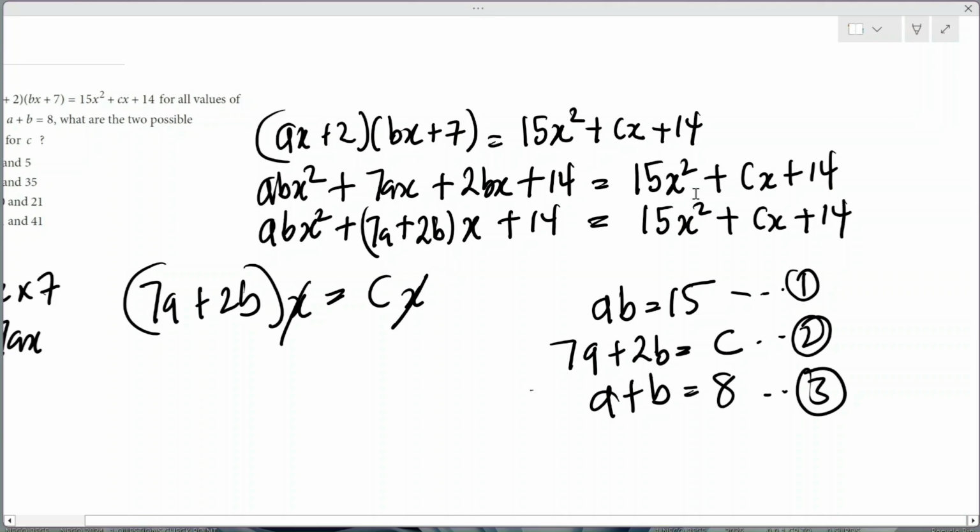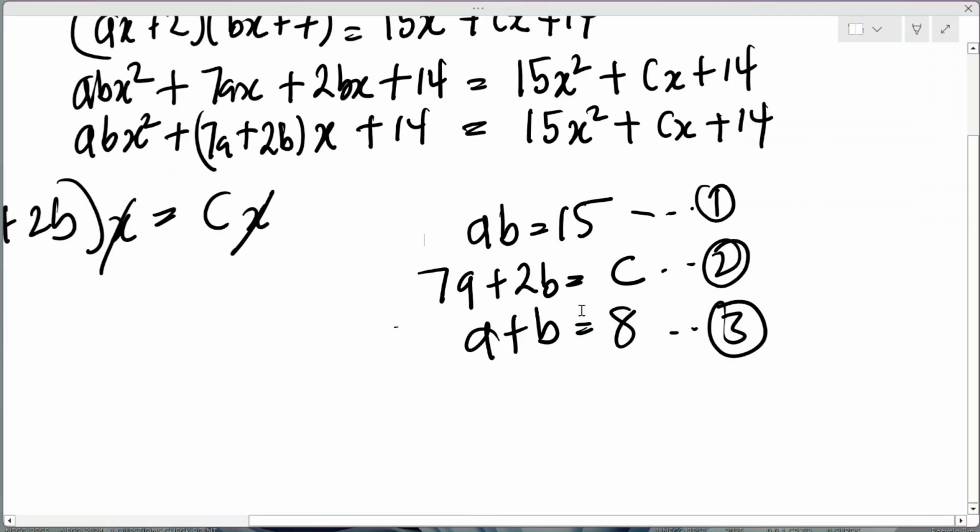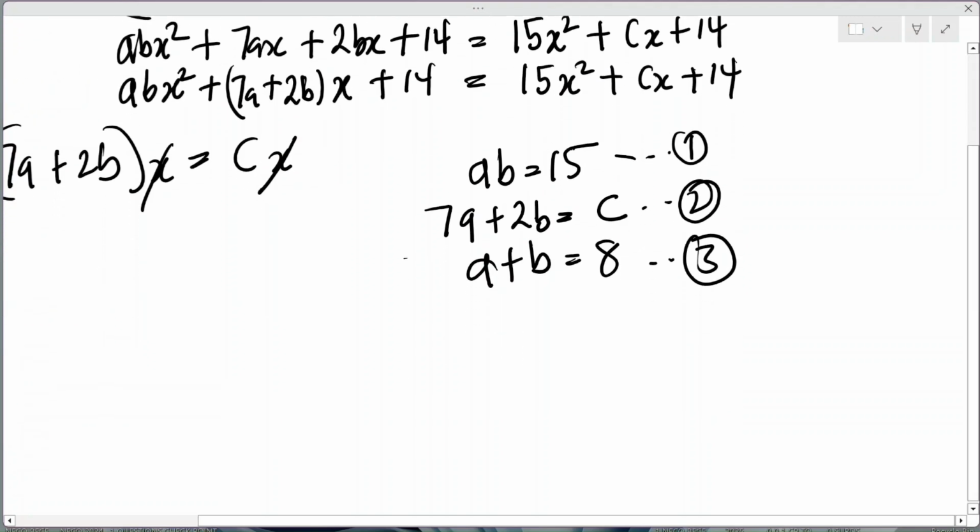A recap of what we did with the first equation is to get two other equations from the original equation. Note, we can't just find C. We need to find A and B before we can find C. So with this first and this third equation, we'll find A and B, then substitute into equation 2 to find C. So we'll take equation 1 and 3.